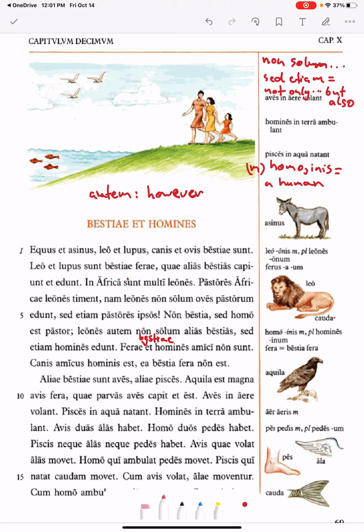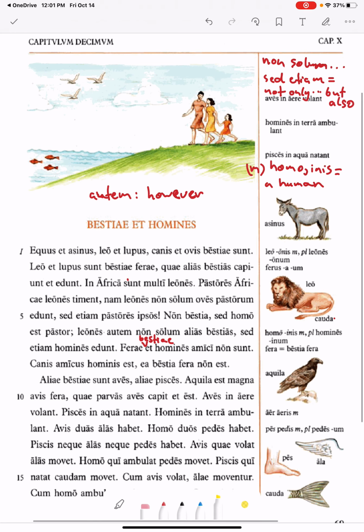But here, it's similar. So ferae, if you see in the margin, functions as a noun. It functions as the expression wild beast. So it's saying here, and you see it in the margin, that wild beasts and humans amici non sunt. Wild beasts and humans are not friends.